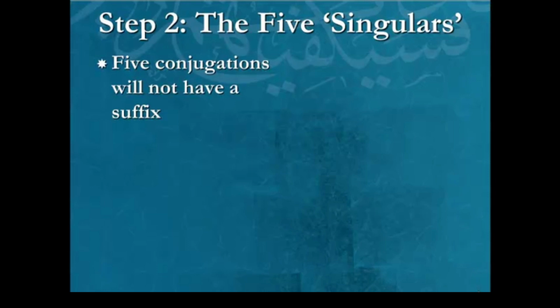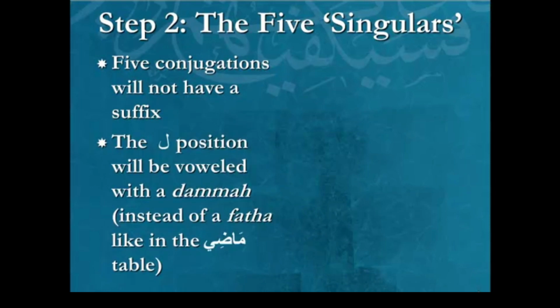So 5 conjugations do not have any ending, and instead what you will see is that the lam position will have a dhamma. So like the top one, yaf'alu, and it's complete, nothing further. It means he helps, is helping, will help. And the fourth one is taf'alu, and there's a clear difference between number 1 and number 4. Number 1 is when you're speaking about one male, and number 4 is when you're speaking about one female, and they're identical. The only difference is the yaf at the front or the taf at the front.